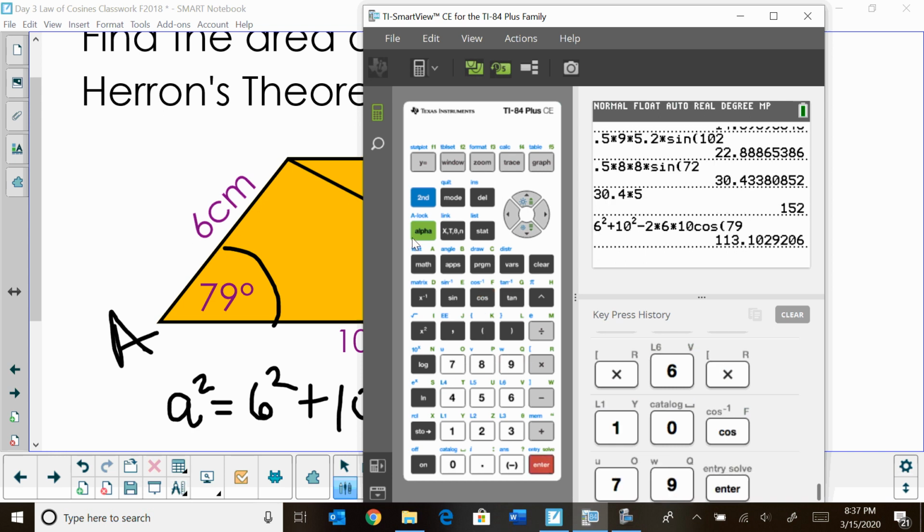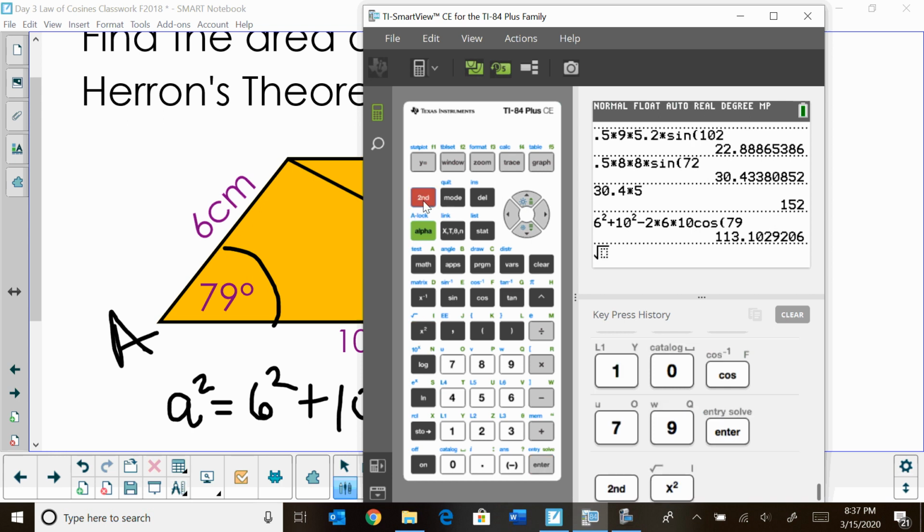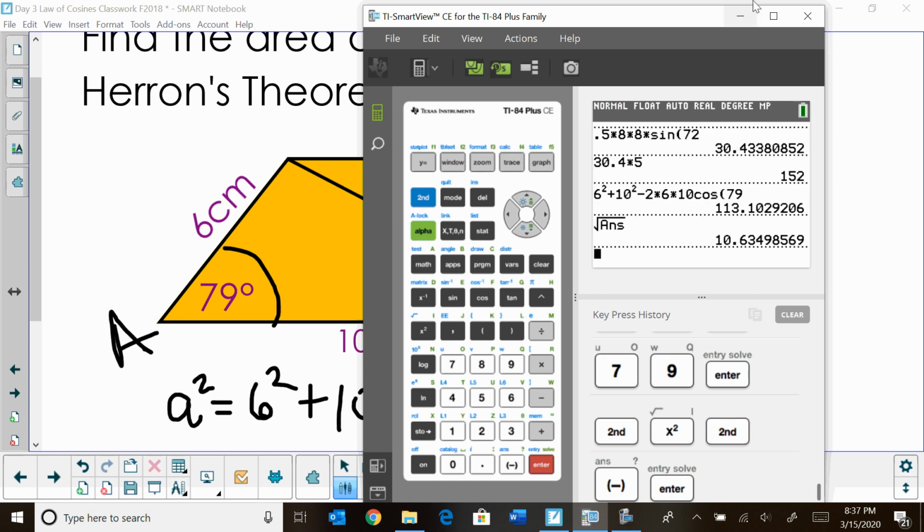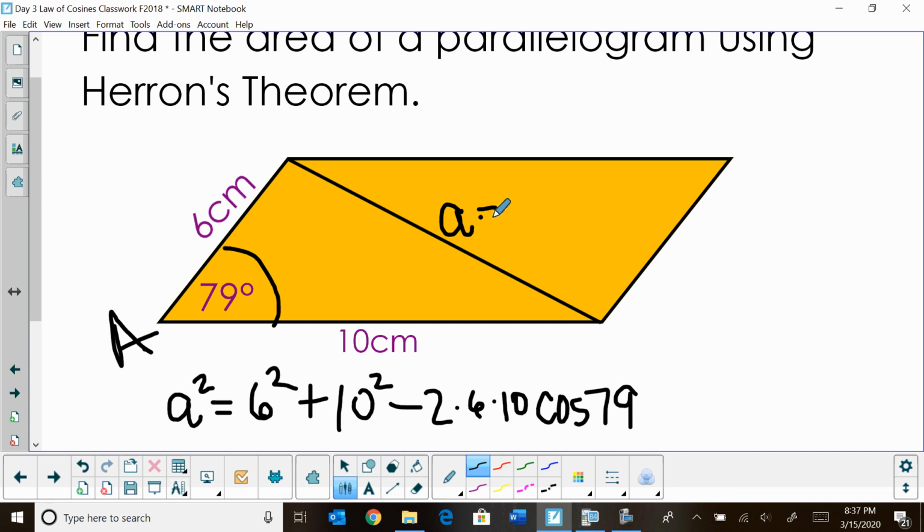And that's a square, that's 113, but remember I have to take the square root of that answer to get the length of the diagonal. So the diagonal is 10.63. So let's make that 10.63 centimeters. Now I've got all 3 sides of this triangle, so I can use Heron's theorem to find the area of this one triangle.